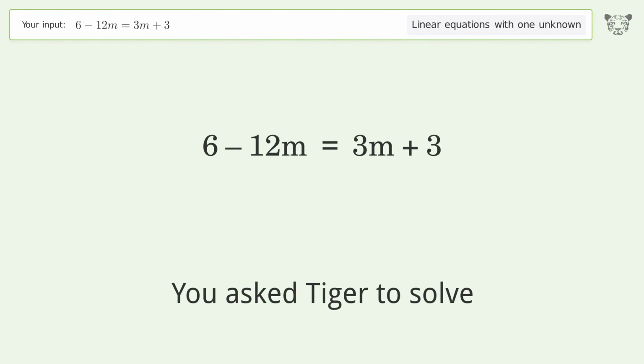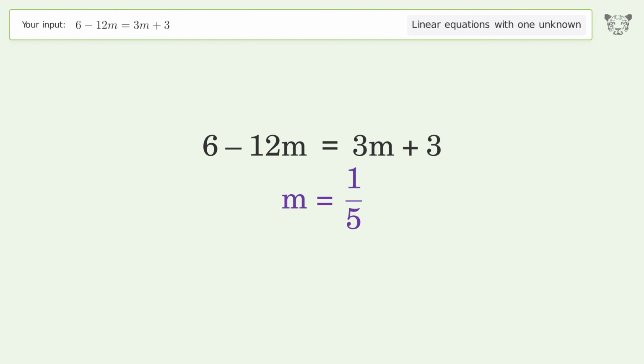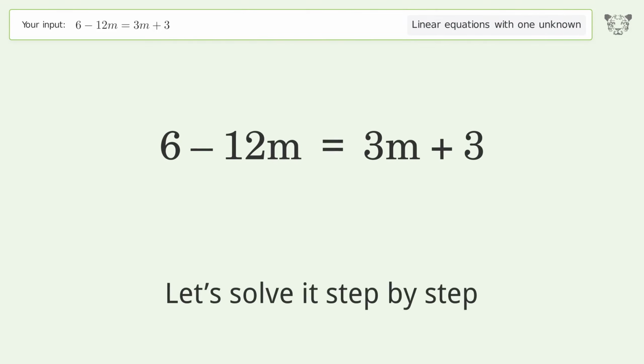You ask Tiger to solve. This deals with linear equations with one unknown. The final result is m equals 1/5. Let's solve it step by step.